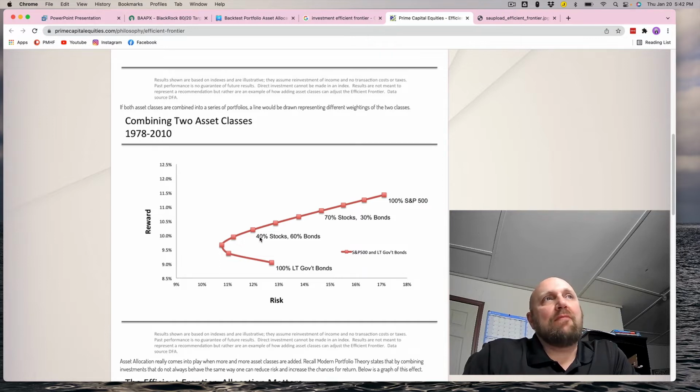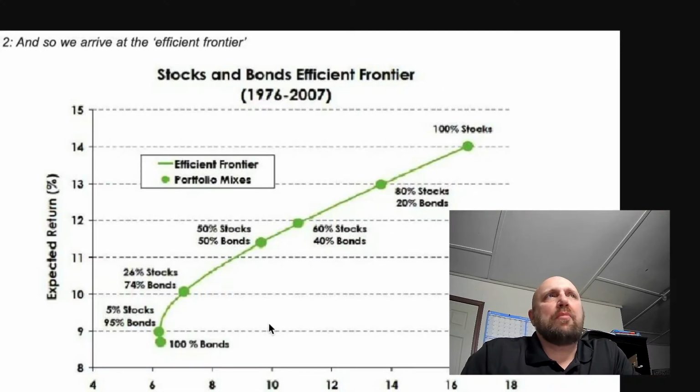Okay, so as we add more stocks, here's 40%, here's 70%, so this would be 70-30, and then all the way up to 100% stocks, your risk is increasing, but your return is increasing. Here's another example from a different chart. Here's 5% stocks, 95% bonds. It basically has almost the same risk as 100% bonds, and then as you move up, your return increases quite a bit with a little bit more risk, and then we kind of flatten out and get almost a linear relationship between more stocks, 50%, 60%, 80%, and 100%. You're getting more return on the vertical axis, but also more risk on the horizontal axis.